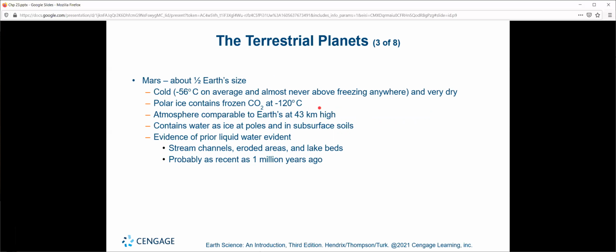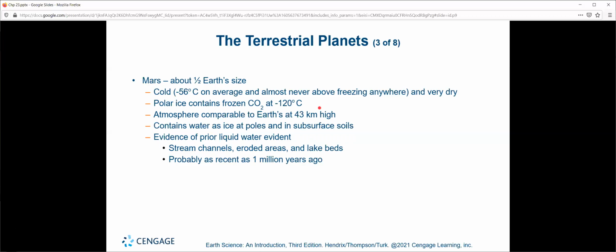We're going to skip Earth because that's what the rest of the book has been, and we'll go off to Mars. Mars is about half the size, plus or minus, of Earth, and is in general very cold and very dry. This is due, of course, to being further away from the sun, getting less of its energy, and also not having the atmosphere to trap heat. The polar regions, the top and bottom of Mars, contain ice that is in fact frozen carbon dioxide at around negative 120 degrees Celsius.